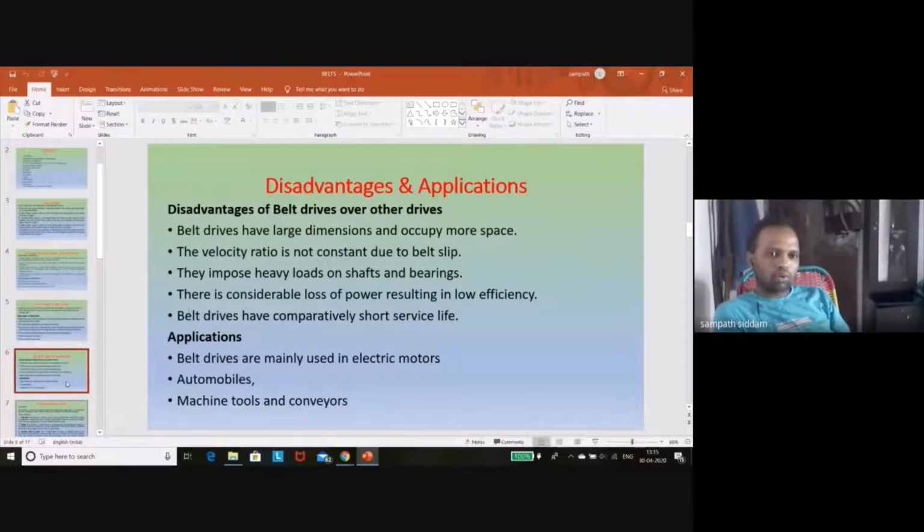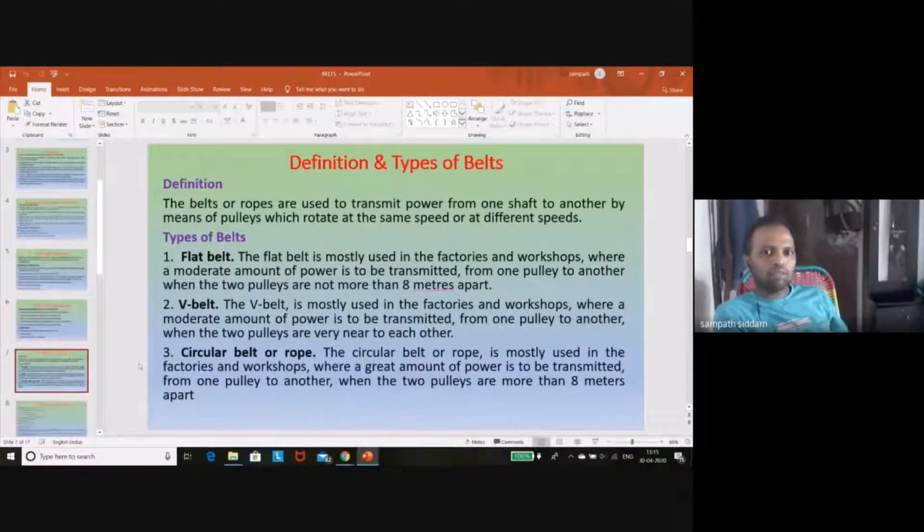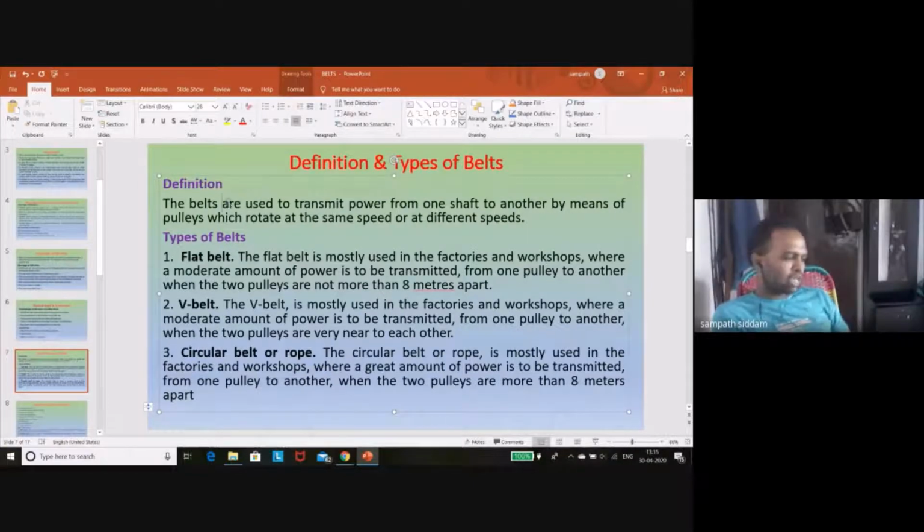Next, we will move on to the definition of belts and types of belts. They ask you for a short answer: define belts. You can go through the definition like this: belts or ropes are used to transfer the power from one shaft to another by means of pulleys which rotate at the same speed or at different speeds. That is a simple definition of belts or ropes. In this you do not have ropes, so usually you go with belts, so do not worry about the ropes.